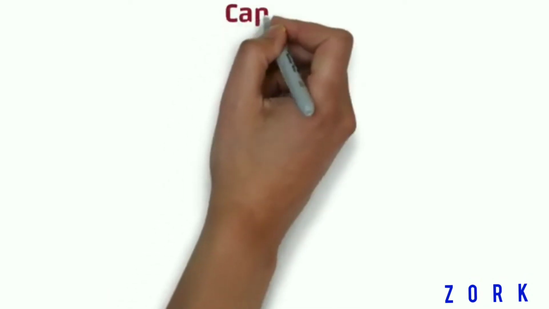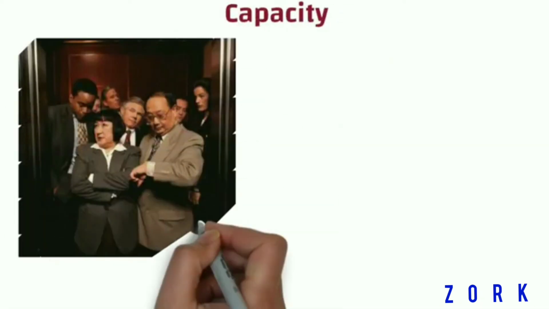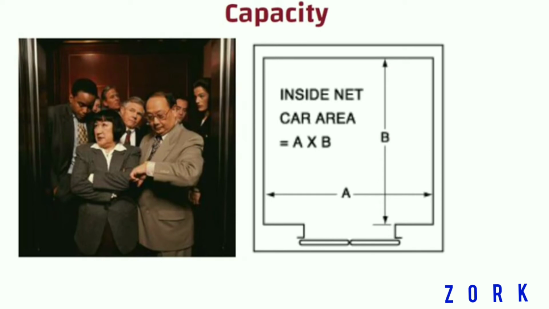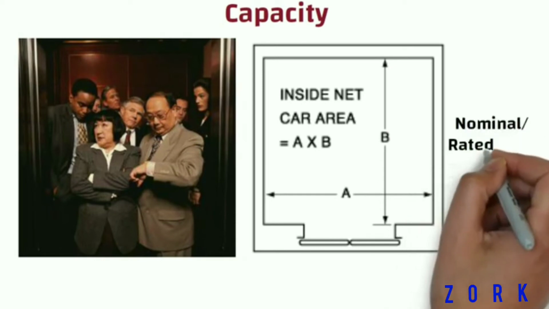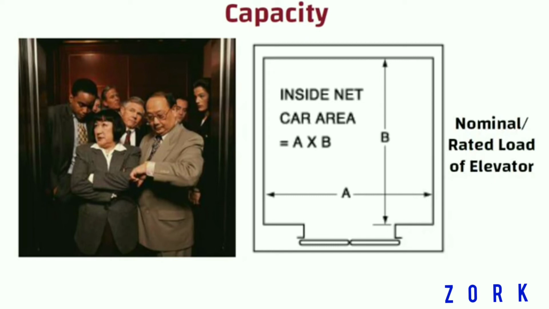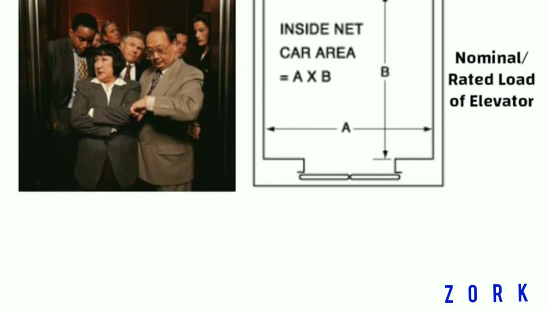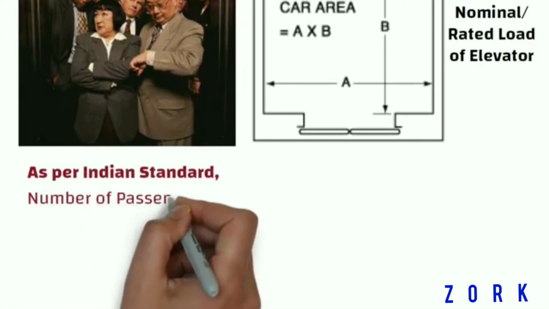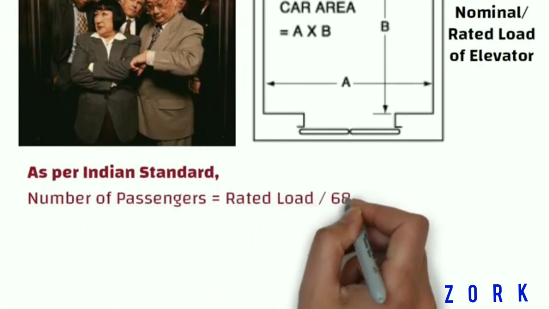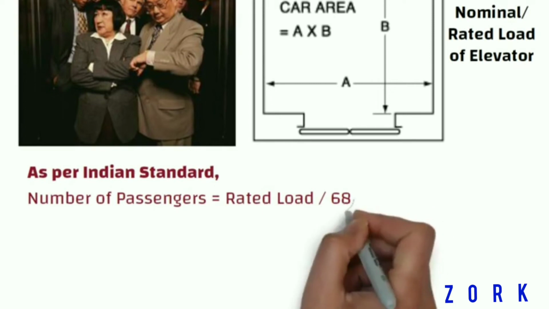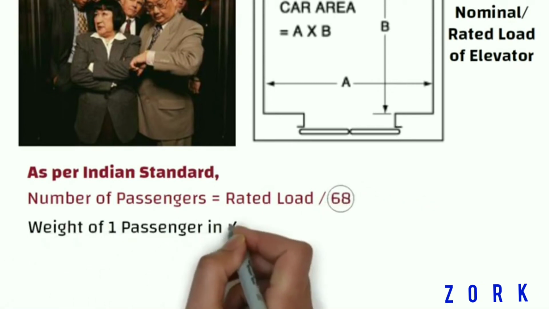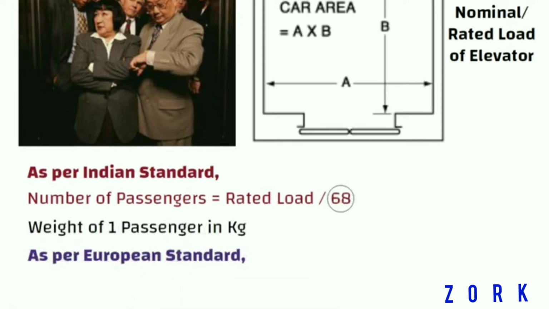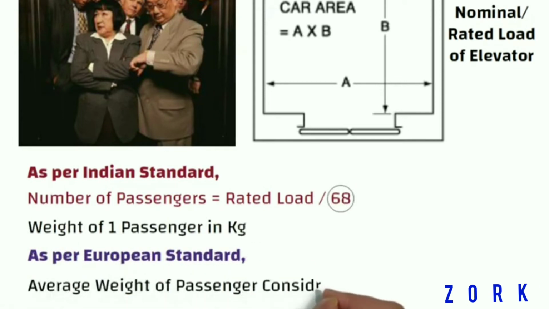Capacity. To prevent overloading of the car by persons, the available area of the car shall be limited and related to the nominal or rated load of the elevator. For calculation of number of passengers, as per Indian standard, number of passengers is equal to rated load divided by 68. Here 68 is the weight of one passenger in kilogram. Whereas as per European standard, the average weight of passenger considered is 75 kg.